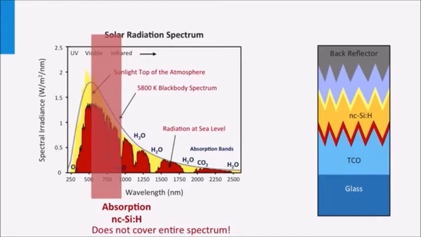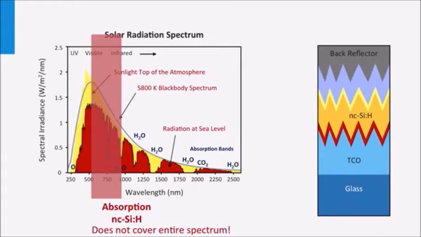The maximum short circuit current densities obtained are 30 to 31 milliamps per square centimeter, as demonstrated by United Solar in the United States. The highest open circuit voltages are in the order of 600 millivolts. The record conversion efficiency for a single junction nanocrystalline silicon solar cell is 10.7%, as achieved by the EPFL in Neuchâtel, Switzerland.